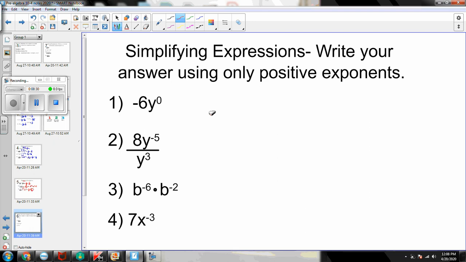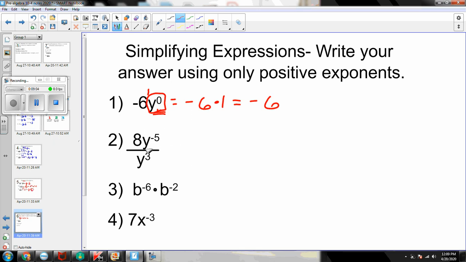Okay, now we're going to simplify. And when the directions say simplify, we need to write our answer using only positive exponents. So if I look at number 1, I'm noticing I have a y to the 0. The negative 6 is not to the 0 power, it's really to the first power. When the exponent's not written, it's really a 1. So y to the 0 equals 1. This would be like a negative 6 times 1, because y to the 0 is 1. Well, negative 6 times 1 is negative 6.